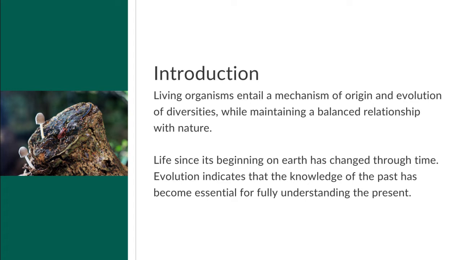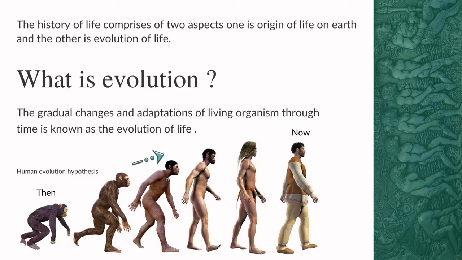Life since its beginning on Earth had changed through time. Evolution indicates that the knowledge of past has become essential for fully understanding the present. The history of life comprises of two aspects. One is origin of life on Earth and the other is evolution of life. So, what is evolution? The gradual changes and adaptations of living organisms through time is known as the evolution of life.